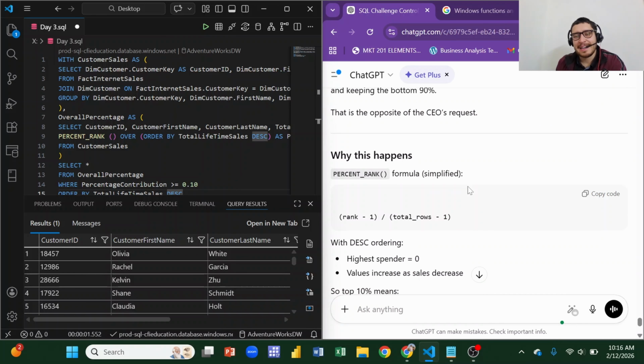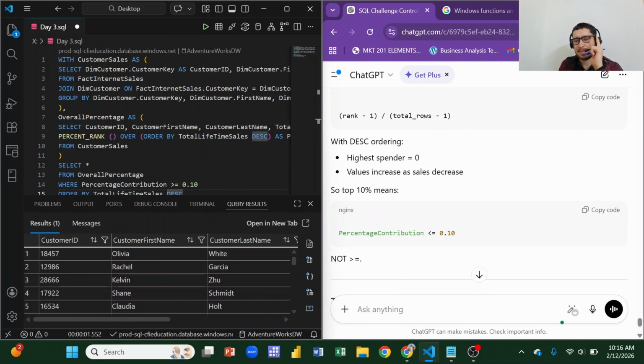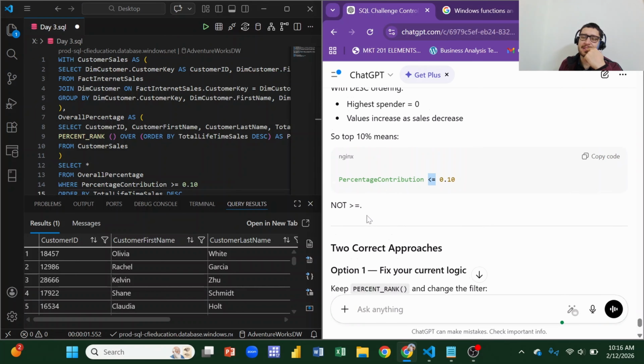Okay, so what I have done here is that I have applied the formula with the correct intention, but the results which I have received here at this point are the bottom 90%. Because there was a thought that the data was a lot. But anyways, this is the learning. I had to, because I've already used DESC ordering where the highest spenders get 0, use less than or equal to 10, not greater than or equal to 10.